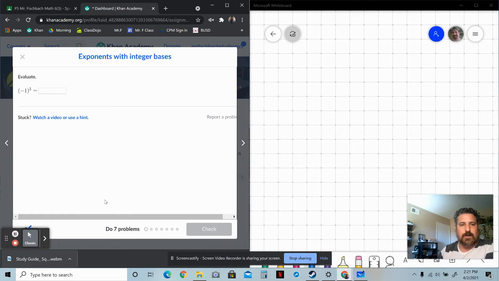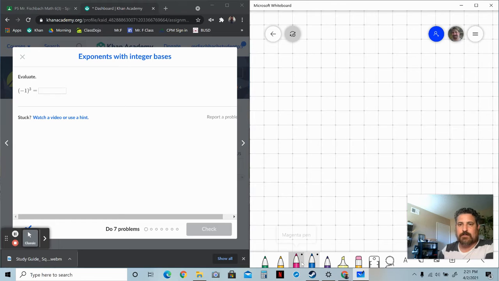It says -1 in parentheses to the third power. So the thing to remember here is that this would be -1 in parentheses as your base, and the exponent is to the third power. So that whole parentheses is being raised to the third power. What that means basically is you're talking about -1 to the third.